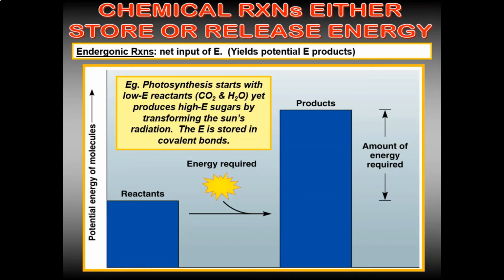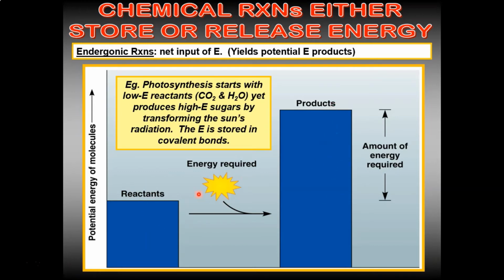photosynthesis is a good example. It starts with low energy reactants, CO2 and H2O. Okay, and it's kind of waste products. I know water's so important, but for us, we get rid of CO2 and H2O, and it produces sugars. So we started off with these low energy reactants, and we ended up with high energy products.